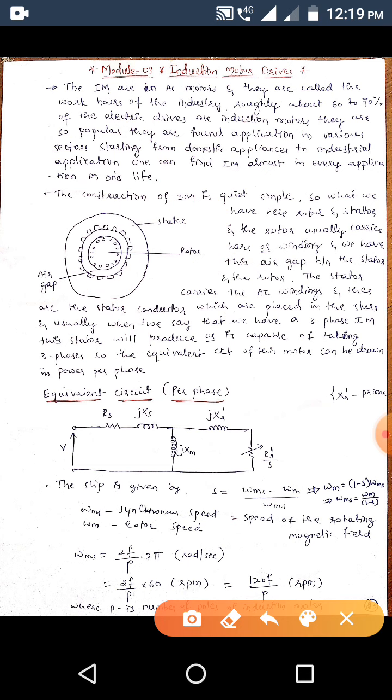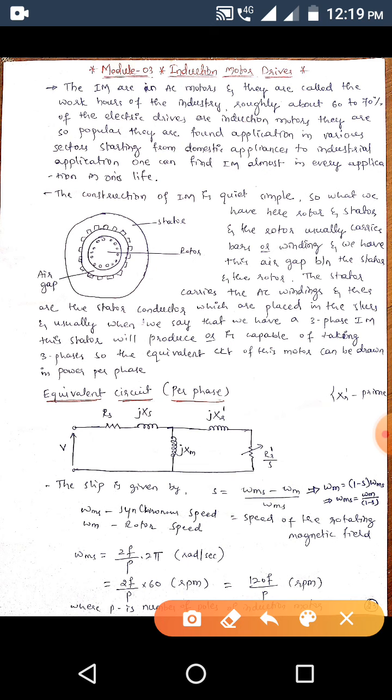The synchronous speed of the motor is the rotating magnetic field speed. It means it is directly depending upon this magnetic field or winding here. So let us define the slip here. We know that S is equal to omega ms minus omega m divided by omega ms. So what is this omega ms, the synchronous speed?